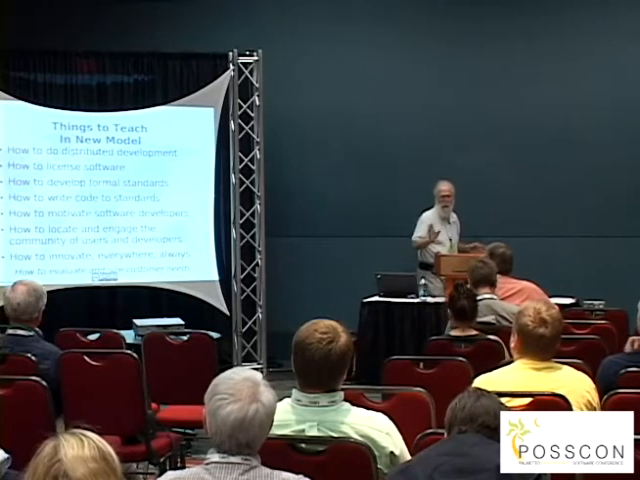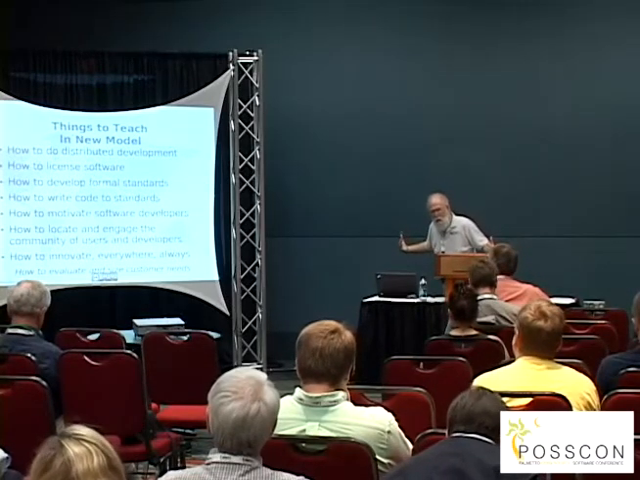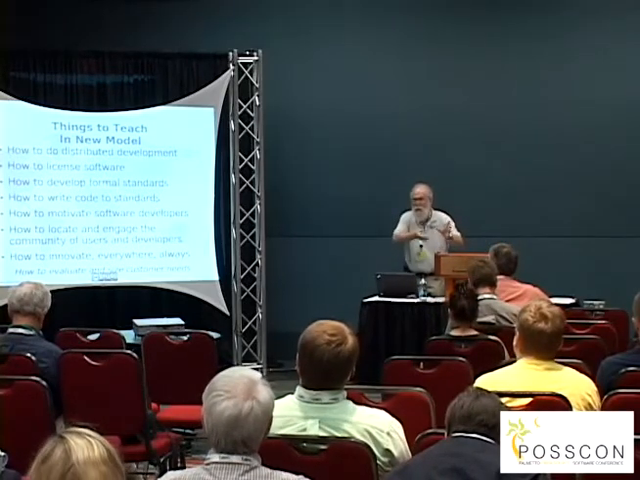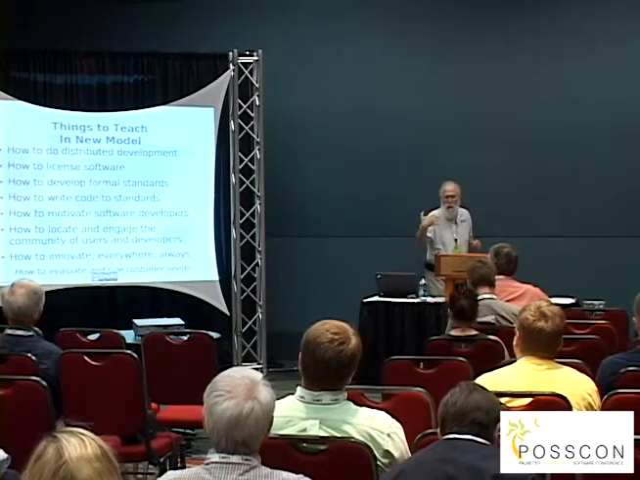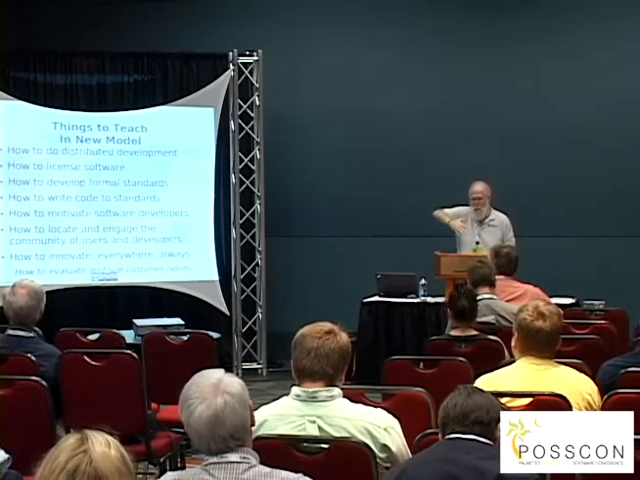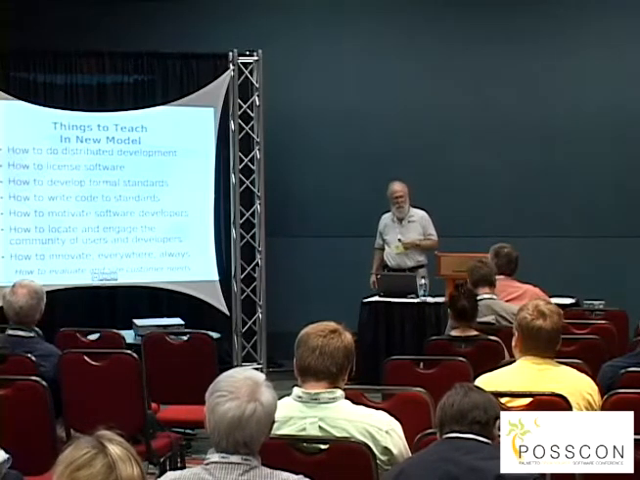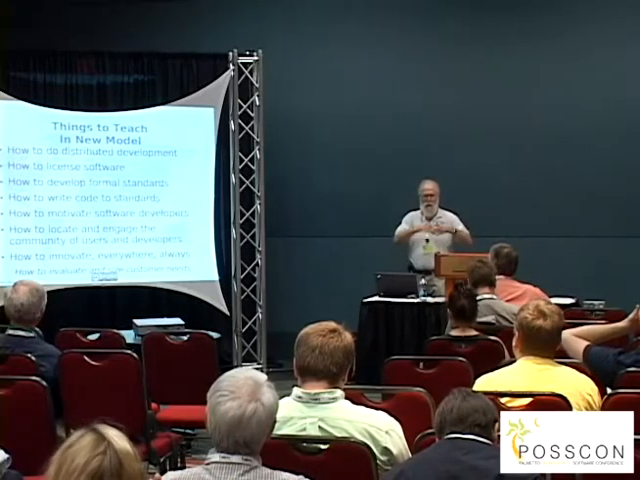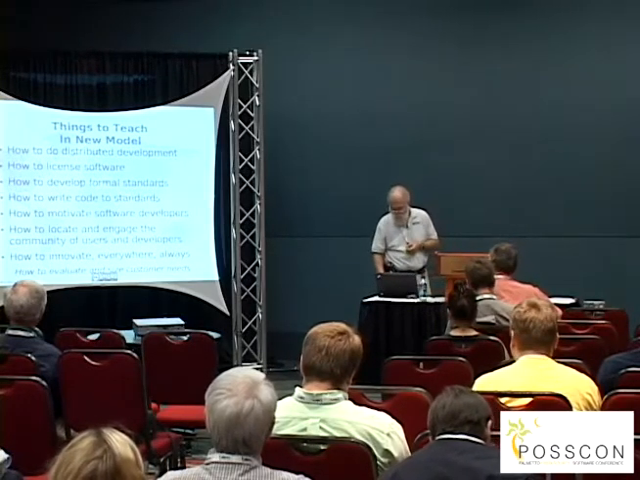So these are the new things we have to teach about this new model. We have to teach about distributed development. You may not ever meet the person you're working with. We have to talk about how to license the software so you can still make a business while you're making the software. We have to work better at developing formal standards so that you can improve in, above, and below that standard level. We have to show people how to write the code to those standards and how to motivate people to work with us. These are things that are different than a lot of the things we've been teaching to students in the software industry.